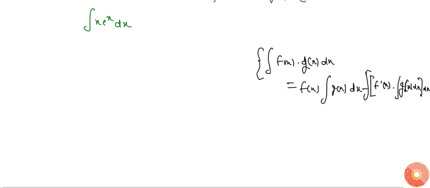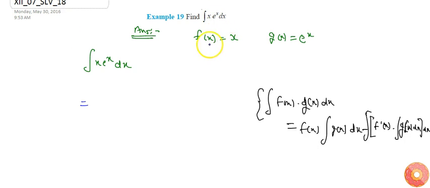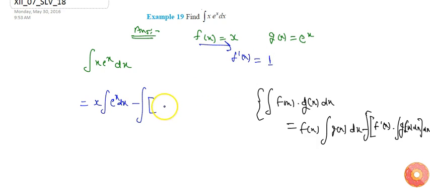formula of by parts here, I assume that the first function f(x) is x and the second function g(x) is e^x. So I'll get f(x) times the integration of e^x dx, minus the integration of f'(x). I can write f'(x) as d/dx of x, so I'll get 1. So 1 times the integration of g(x) dx, which will be the integration of e^x dx, and dx.